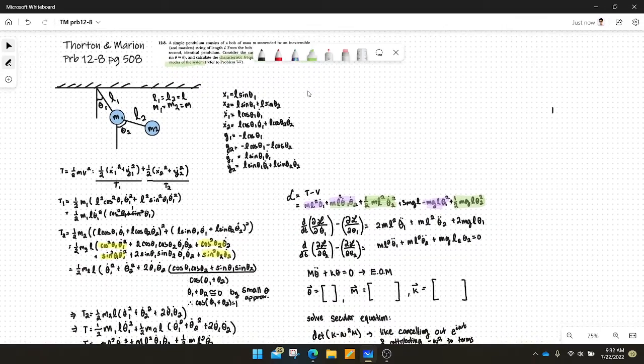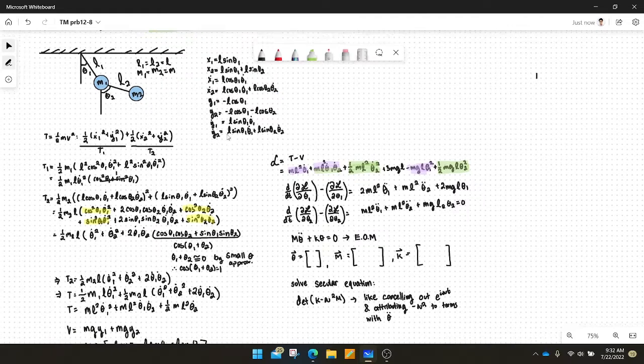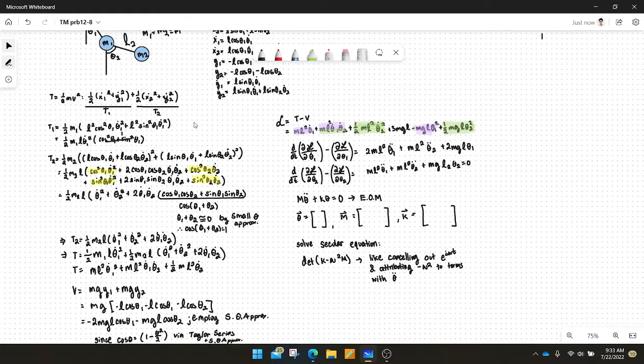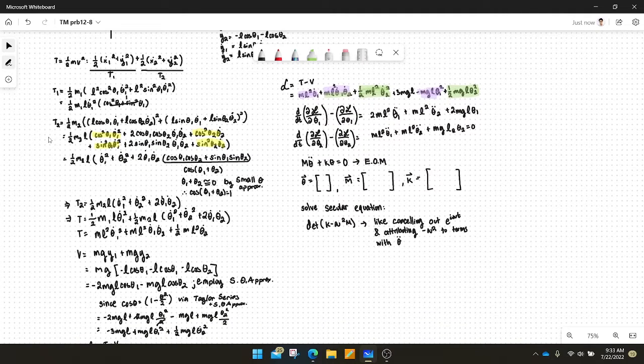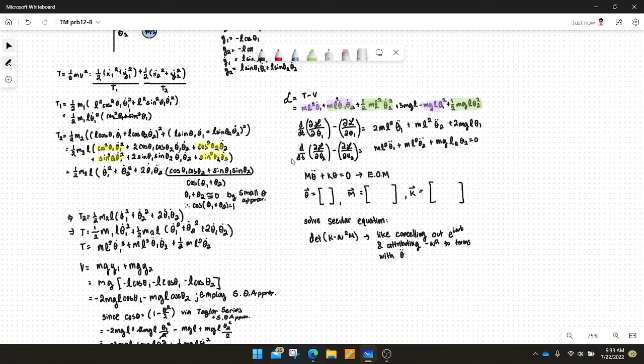Since this problem is quite long, I took the liberty of already writing down the positions of both M1 and M2 using polar coordinates. And then this part here is just writing down the components of the Lagrangian. So this is the kinetic energy. This part is skimmed over very fast if you look at the solution manual of Thornton and Marion. It goes directly to the secular equation, but this is the derivation of the Lagrangian.